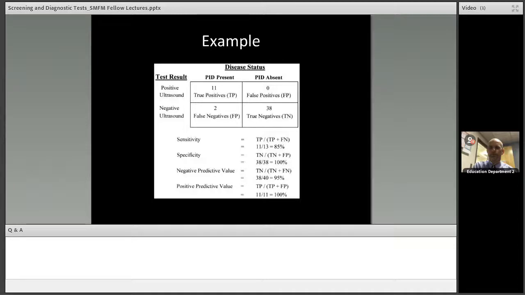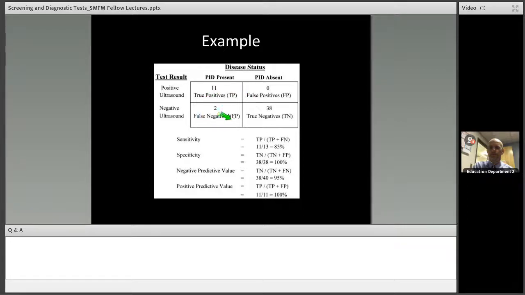So just using the same 2 by 2 table that we showed earlier on, and I'll use the pointer here. So you have a test result and you have your positive ultrasound or negative ultrasound. And I'll be using a lot of ultrasound examples because that's my area of clinical interest.